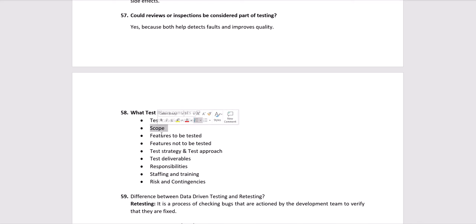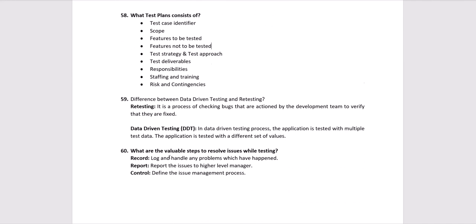Scope of testing. This is one part of the test plan. Features to be tested in that test plan. Then features not to be tested: features we are not testing in the current test plan, that is also considered. Then the test strategies we are planning and the test approach we are using. Next is test deliverables, then responsibilities for the testers, staffing and training, risk and contingencies. These are some of the components of the test plan.